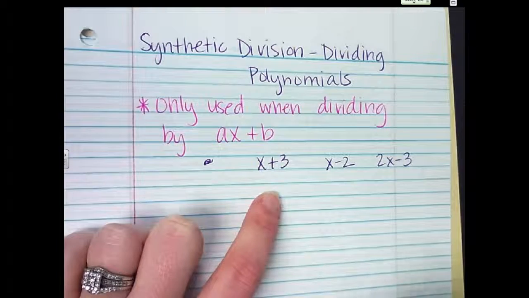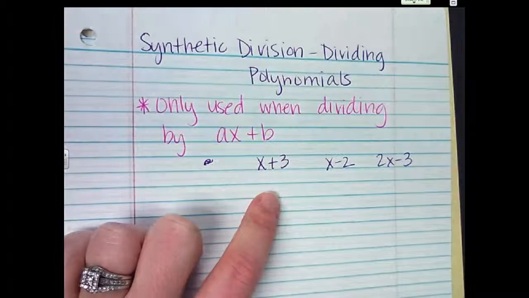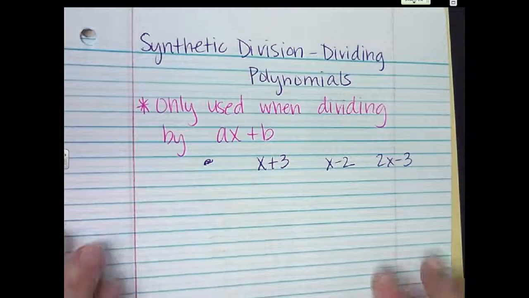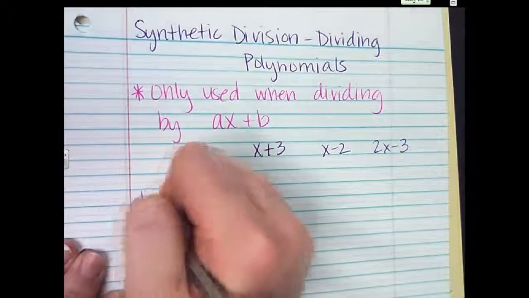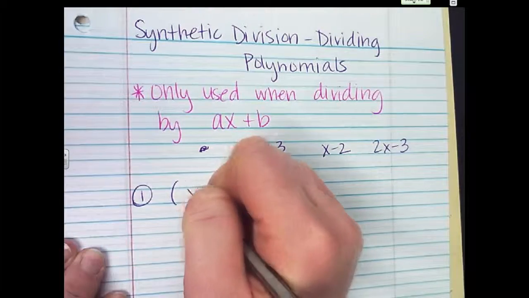If you're dividing by an x squared or an x cubed, you can't use synthetic division, and that's why it stinks. That's when you have to go to long division. Okay, so let me give you a problem, and I'll show you how you set it up.